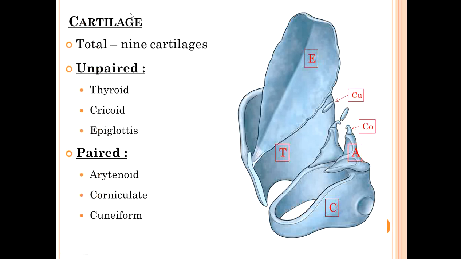Okay, now first thing is cartilage. What you are seeing, there are total 9 cartilages. Out of 9, 3 are unpaired and 3 are paired. What you are seeing here, E for epiglottis, T for thyroid cartilage and C for cricoid cartilage. So these 3 are unpaired. Then what are the paired ones? Here is 1 and 2, that is arytenoid, this is corniculate and this is cuneiform. So 3 paired and 3 unpaired. So 3 into 2, that is 6, plus 3, that is total 9 cartilages.